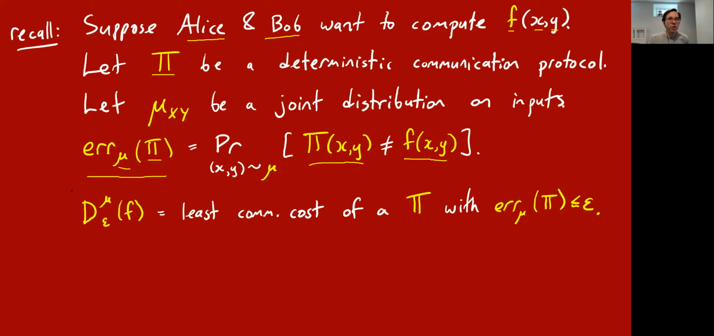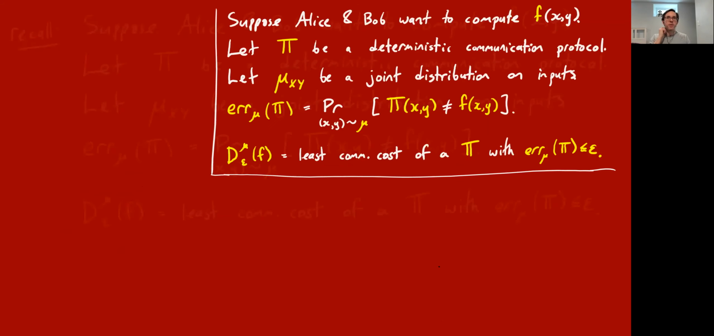And finally, the distributional communication complexity of function f under distribution mu with error rate epsilon, whoops, that was a mistake, is the least communication cost of a deterministic protocol pi that achieves error at most epsilon. Okay, so that's a recap from last time. So let's put that in a box.